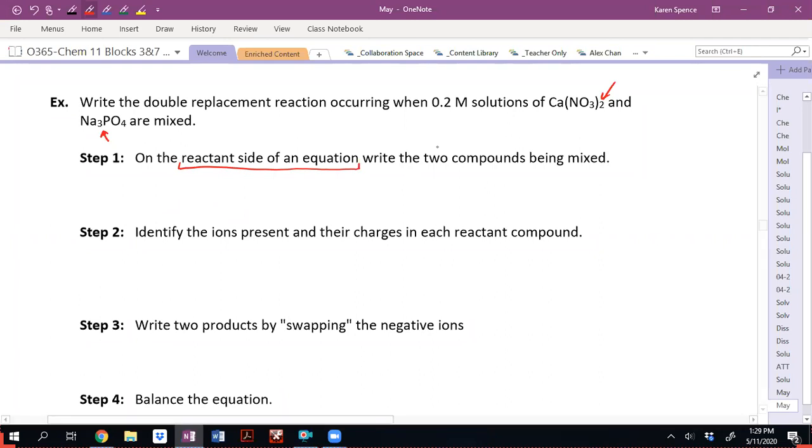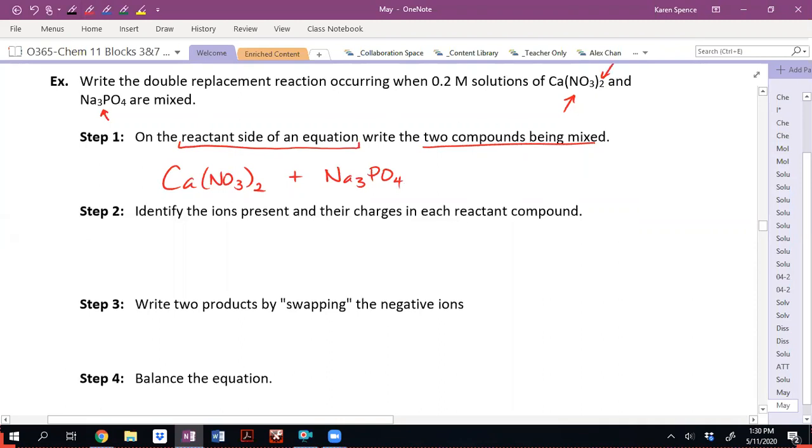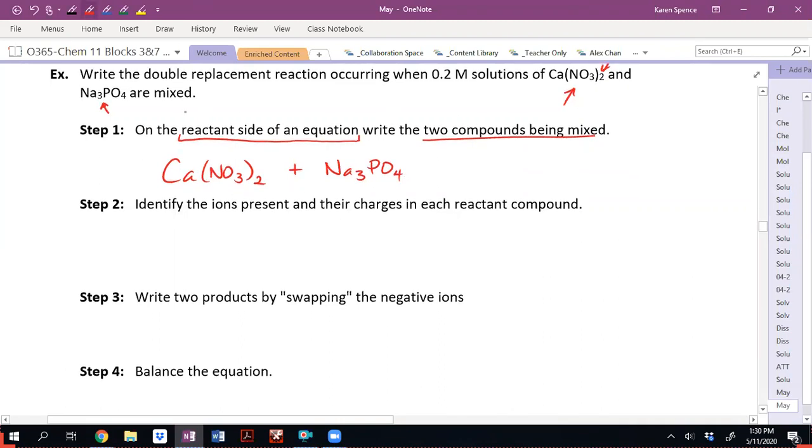So on the reactant side of the equation, you're going to write the two compounds being mixed. So you've got Ca(NO3)2, and you have Na3PO4. Okay. Step number 2, you're going to identify the ions present and their charges. This is hugely important because otherwise you'll make a mistake in writing the chemical formula and then your reaction won't balance properly.